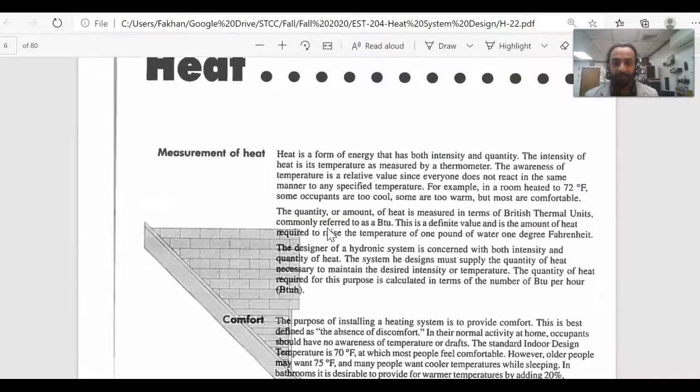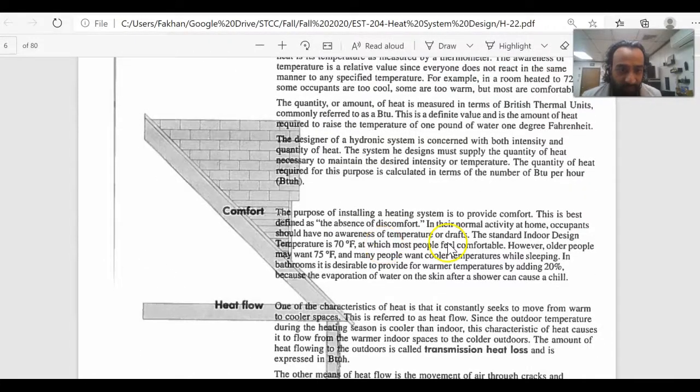Contents. They talk about heat and human comfort. We talked about that before. What do we mean by heat comfort? 70 degrees is kind of the standard temperature. Some people might prefer 75, but 70 is a standard, not 75. And you can go down to 65 if you want to. And you can add 20% and heat the house a little bit more, but it's not that necessary.